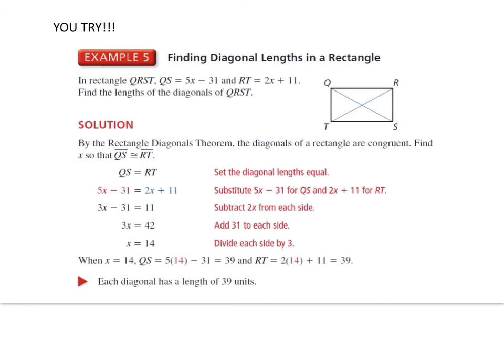Okay, let's check your answers. Did you get that x equals 14? And then once you substitute 14 back into your two different expressions, you get a length of QS and the length of RT, since they're congruent, at 39 units.